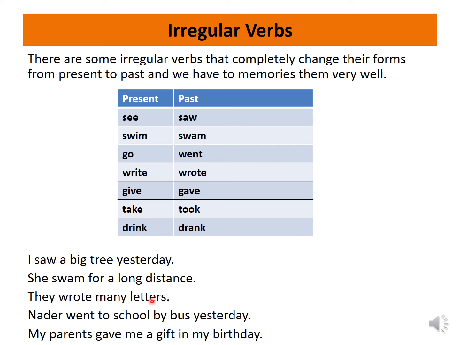She swam for a long distance. They wrote many letters. Nader went to school by bus yesterday. My parents gave me a gift on my birthday. So we call these verbs what? Irregular verbs. Irregular means that they don't follow the rule. We don't add ed to these verbs.